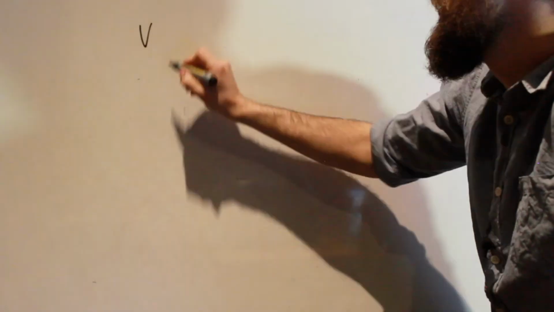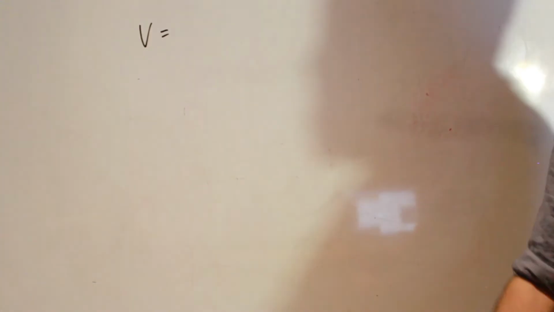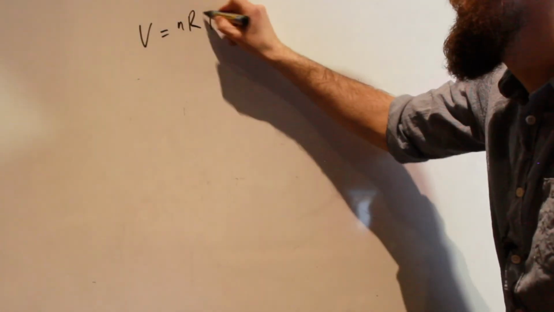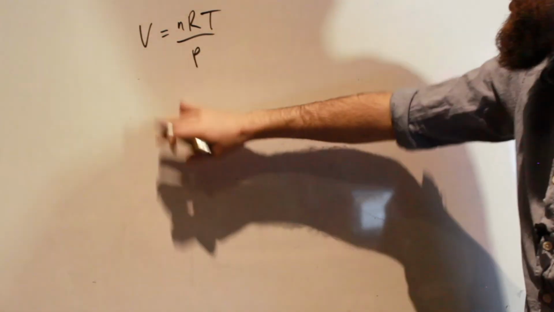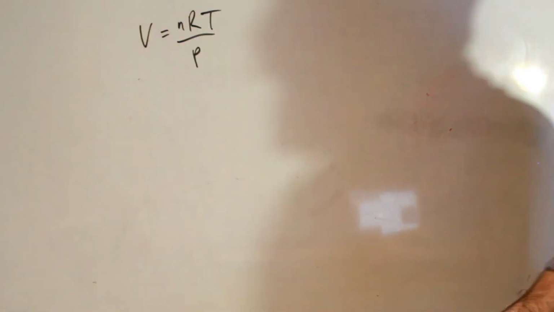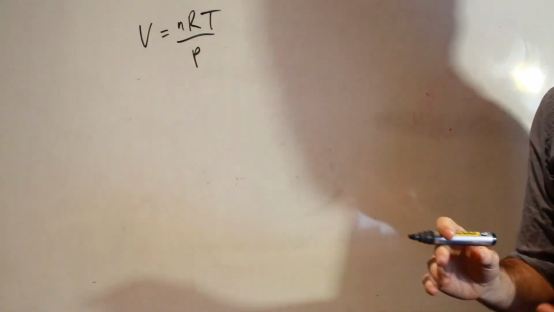First thing, we've got to work out what we're calculating. It's asking us what is the volume, so we've got to make volume the subject of the equation. Rearranging that, volume is equal to nRT over P. Then as we do, I'm going to collate all my information and make sure it's in the correct units.